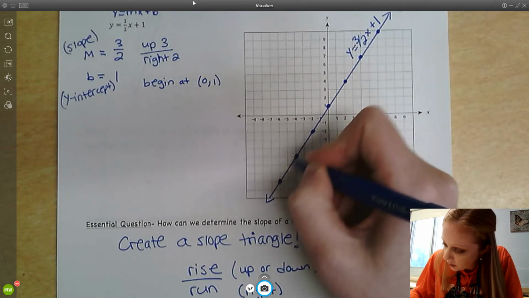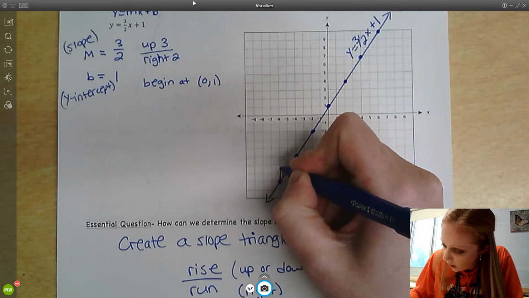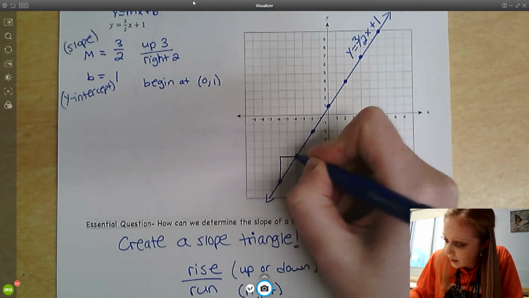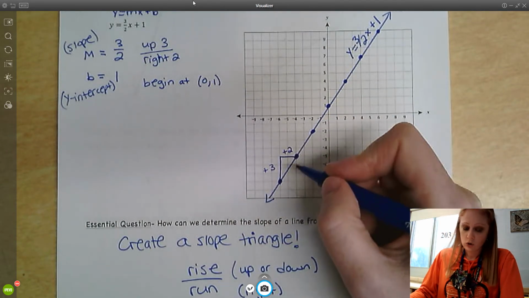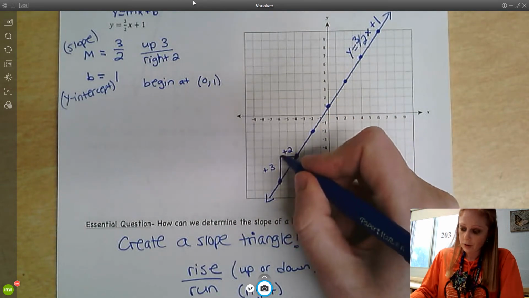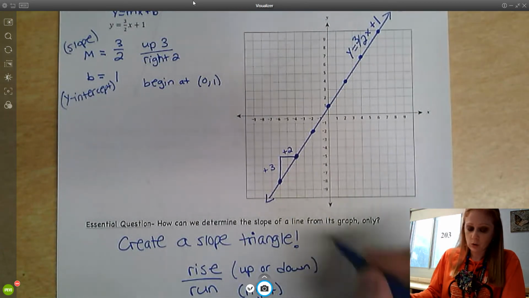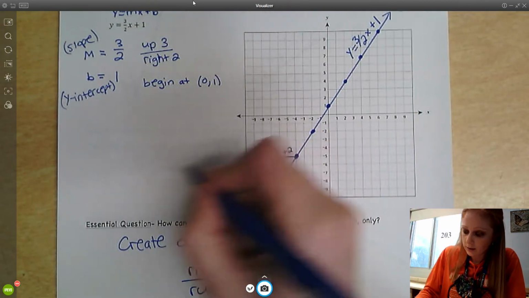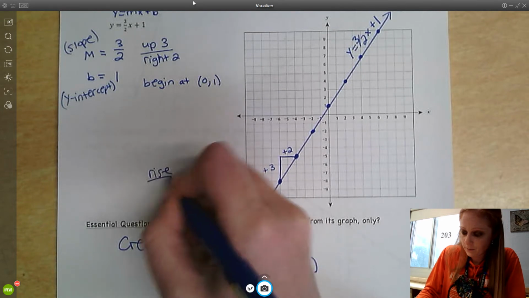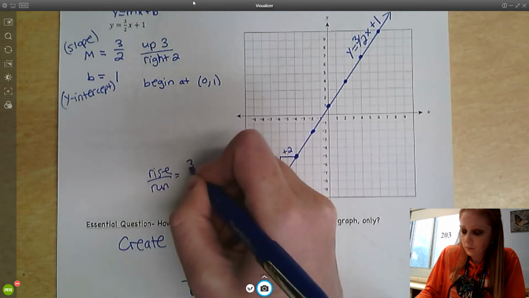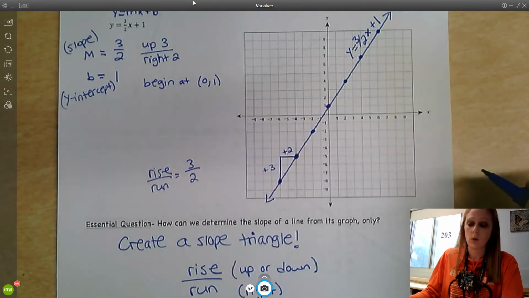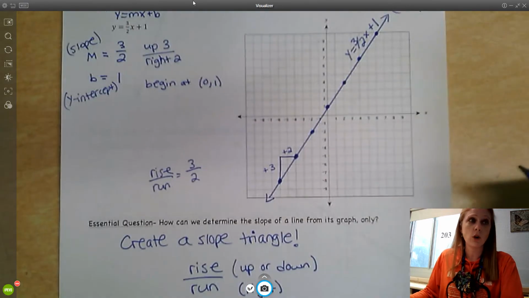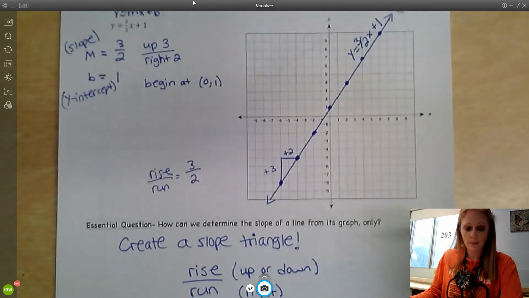So to get from here to here, we'll start down here actually. To get from here to here, you need to go up 3 and then to the right 2. So we're going up 3, right 2. So for this one, our rise is positive 3, and our run to the right is positive 2. And sure enough, our slope is 3 over 2 because they gave it to us in that equation.